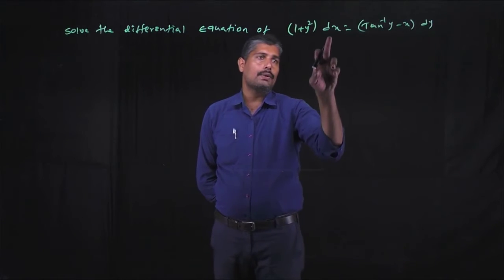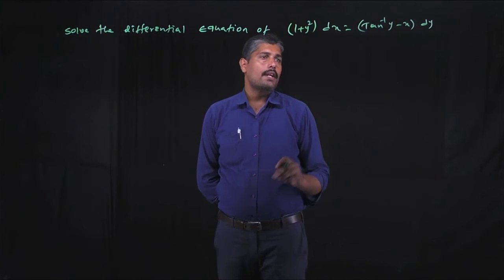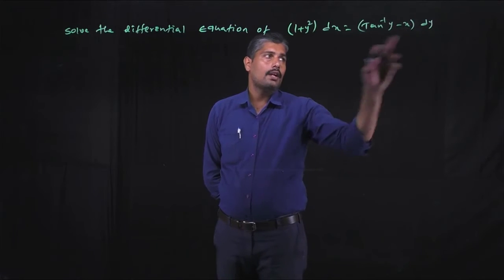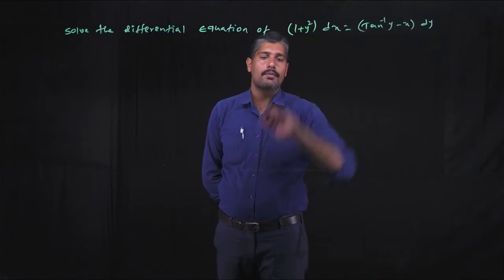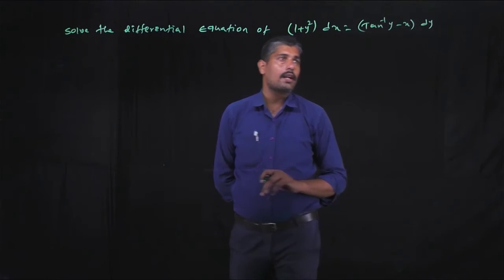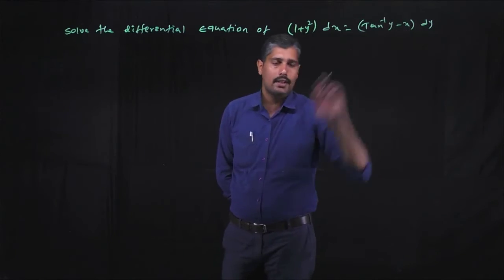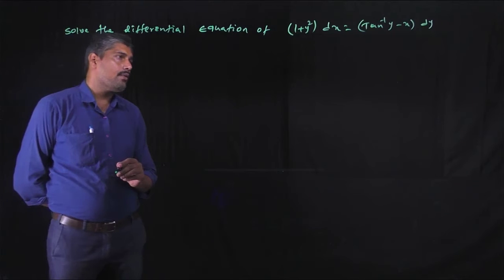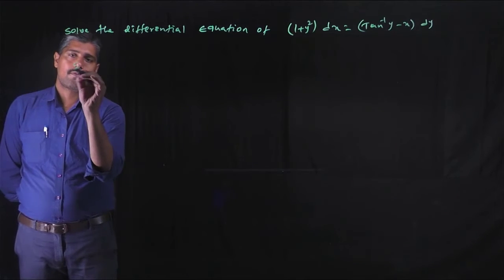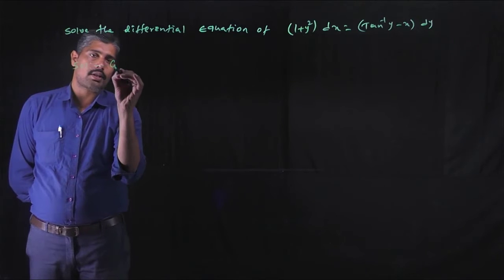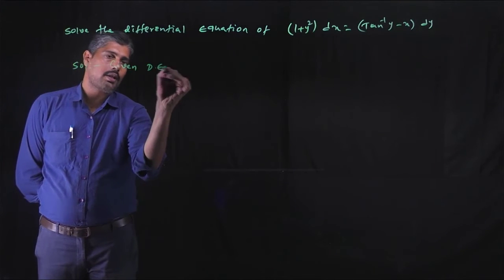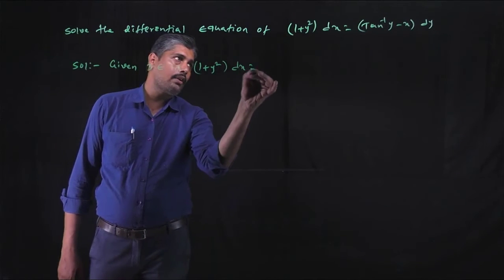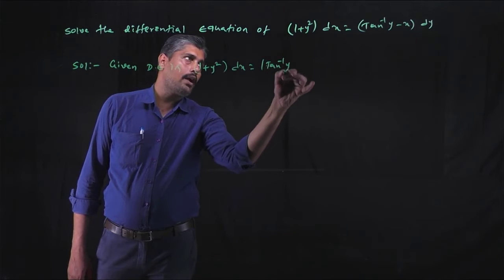Suppose we are converting into dy by dx plus p of x into y equals q of x. Here the y term is not there in dy by dx. That's why we are not taking dy by dx. Here x is there, that's why we are converting into dx by dy form, in terms of y. See, the given differential equation is 1 plus y square into dx equals tan inverse of y minus x into dy.